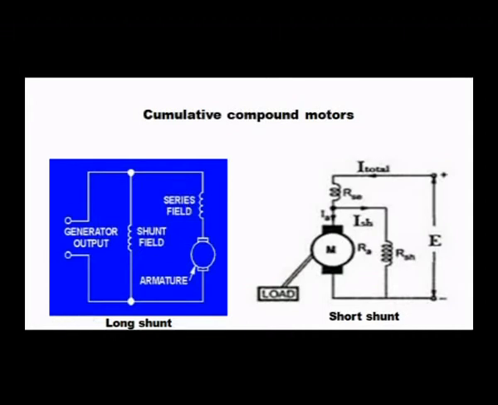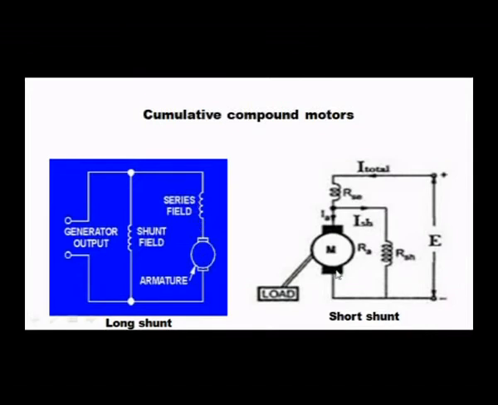The series field winding is connected in series with the armature, and the shunt field winding is connected across this series combination of the series field as well as the armature. This type of configuration is known as long shunt configuration. What do you mean by long shunt configuration? Long shunt configuration is one wherein the shunt field winding is connected in parallel with the series field winding as well as the armature winding.